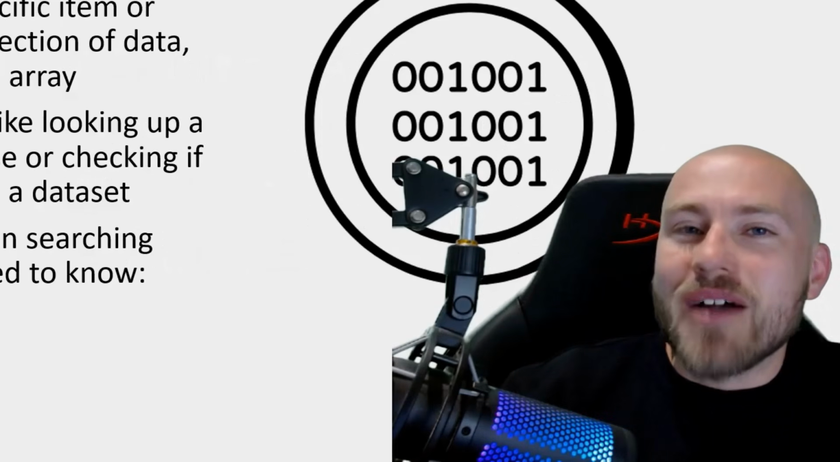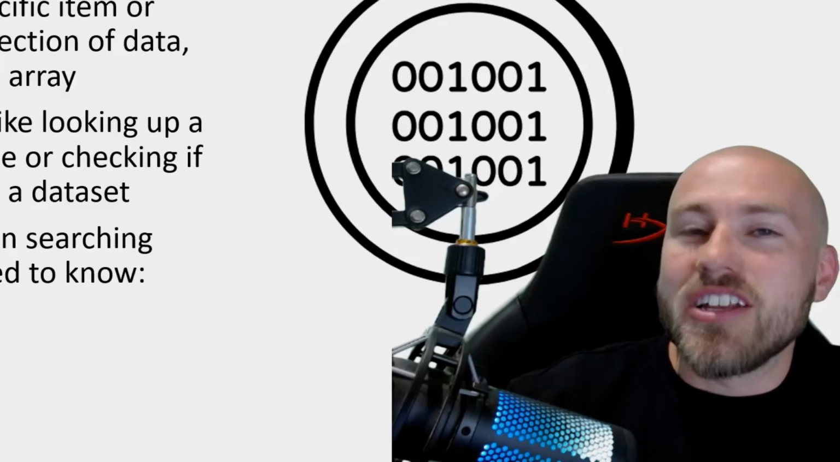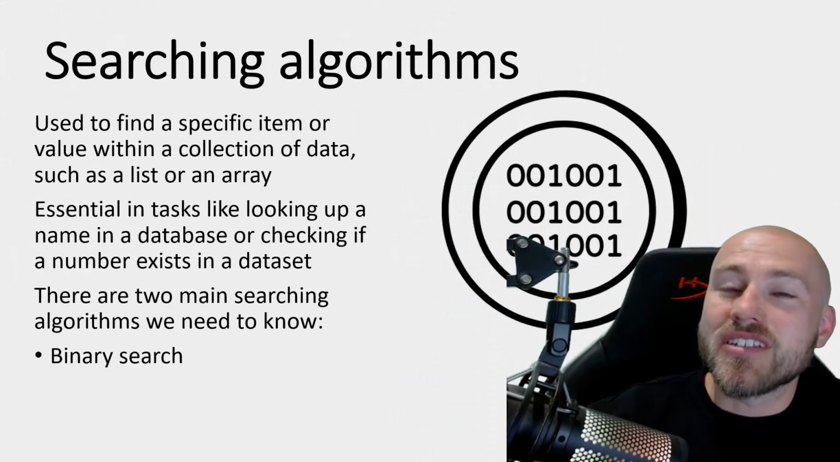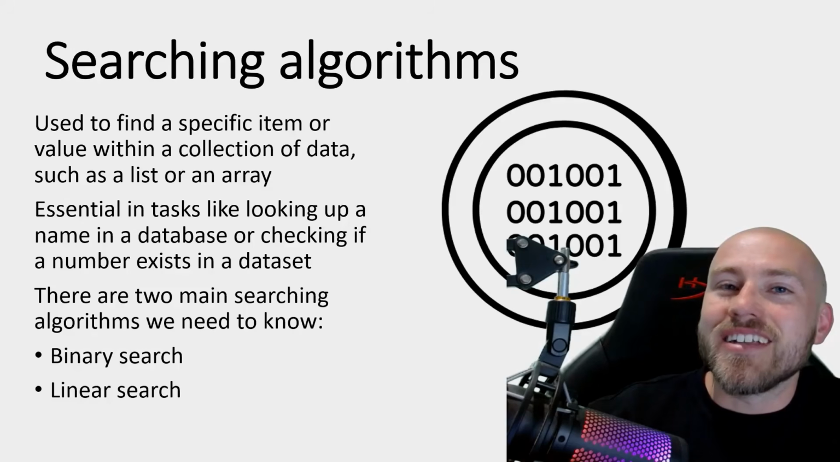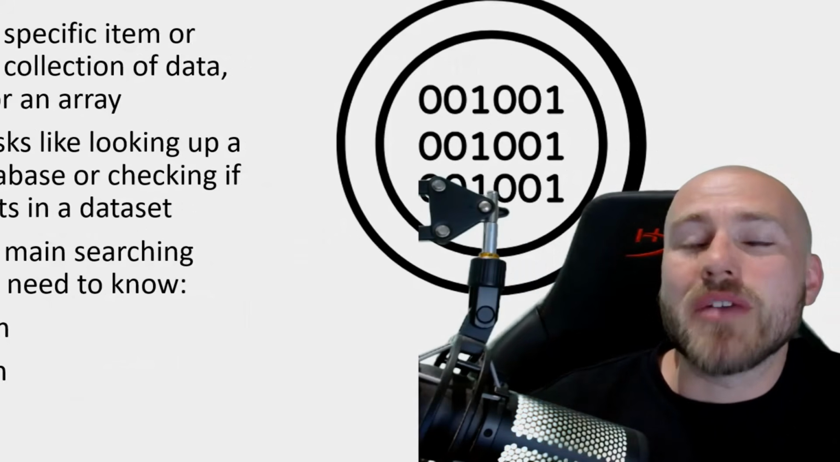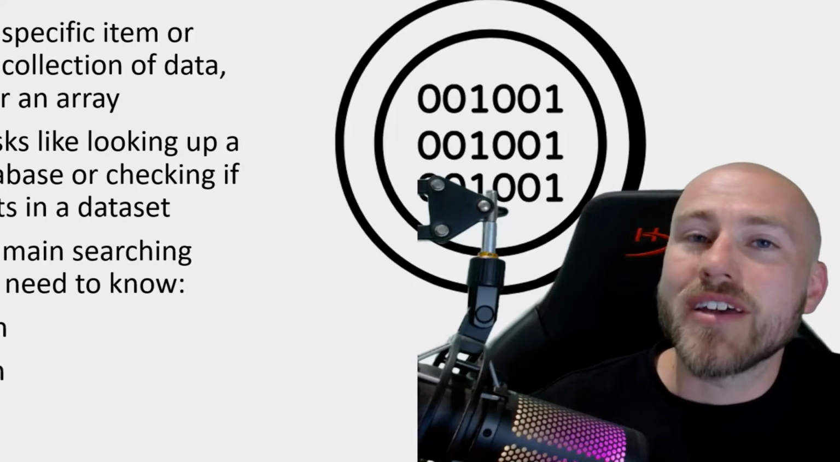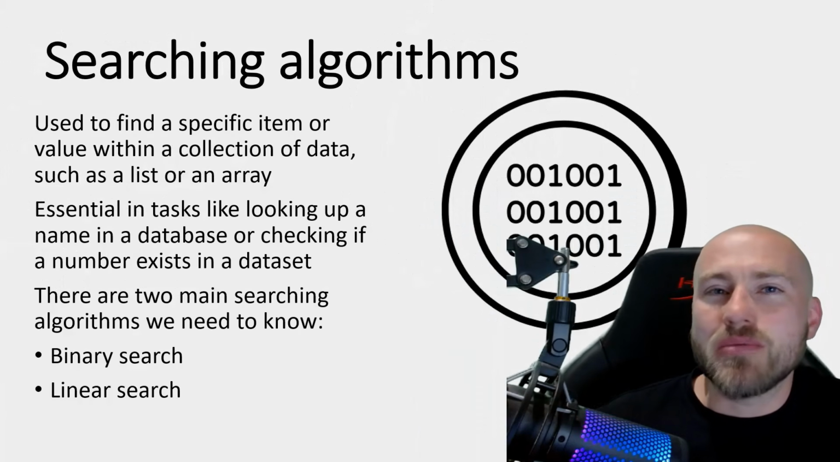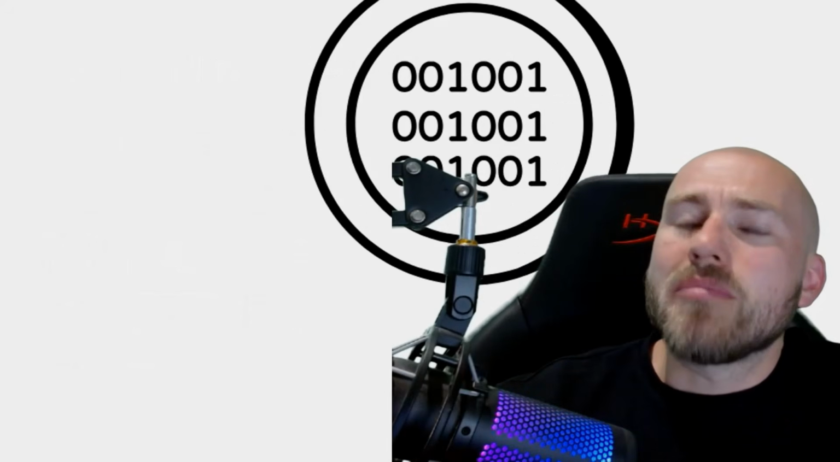Now for your exam, you're going to need to know 2 main searching algorithms, which is the binary search and the linear search. For the binary search, we have to be able to perform it and show the steps of it, whereas the linear search, we more just need to be able to talk about and explain how the steps would work. So let's start with the binary search.